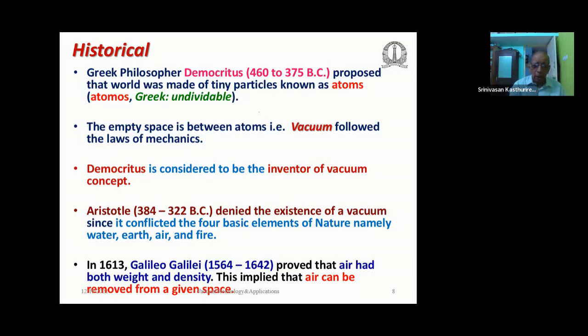And later, Aristotle denied the existence of vacuum because the vacuum somehow did not fit into the basic elements of nature, namely water, earth, air, fire, etc. It could not fit into this. So he said there is no such thing called vacuum.